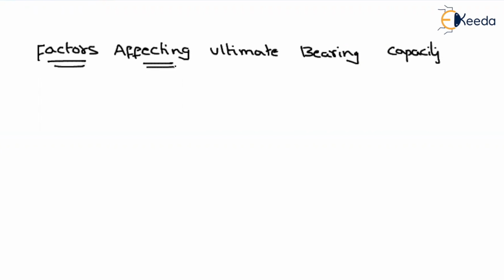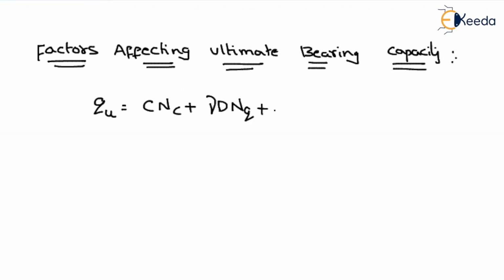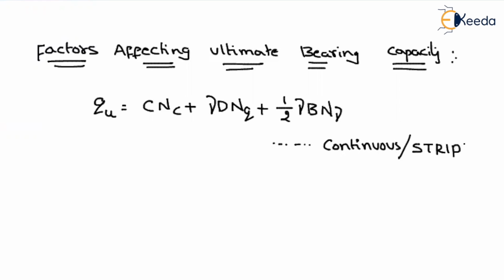So if nothing is mentioned, that means we are using Terzaghi's theory only. Always remember this point. Can you recall the equation? What is the ultimate bearing capacity equation qu? That can be written as c into Nc plus gamma into D into Nq plus half into gamma into B into N gamma. So this is the equation for ultimate bearing capacity for the continuous footing, or we can also call it a strip footing. Remember, in the exam they will give you either continuous footing or strip footing. Both are the same.